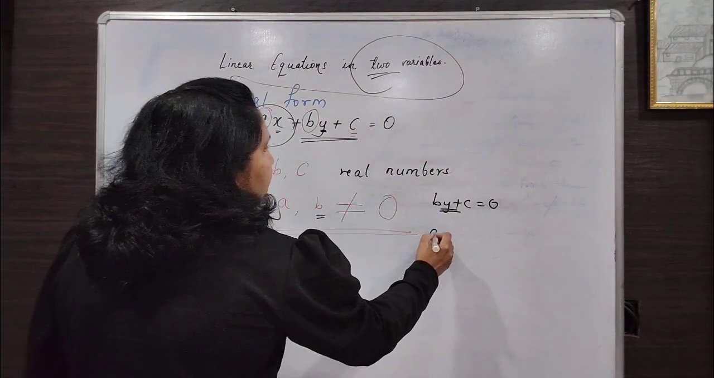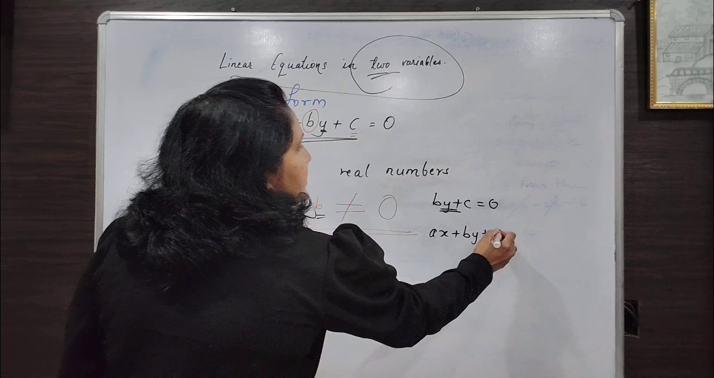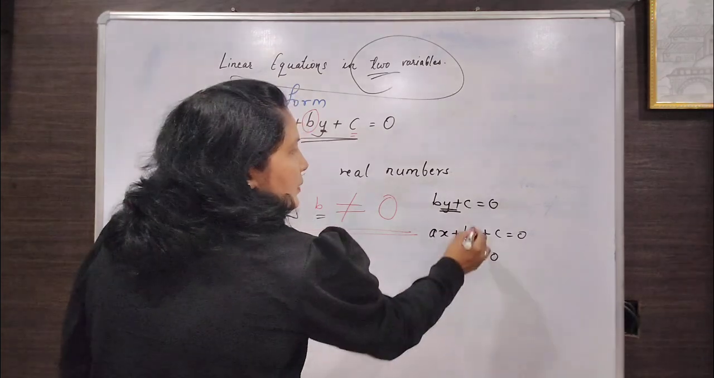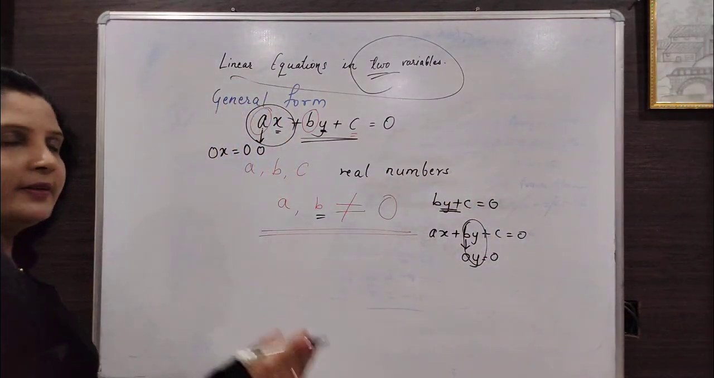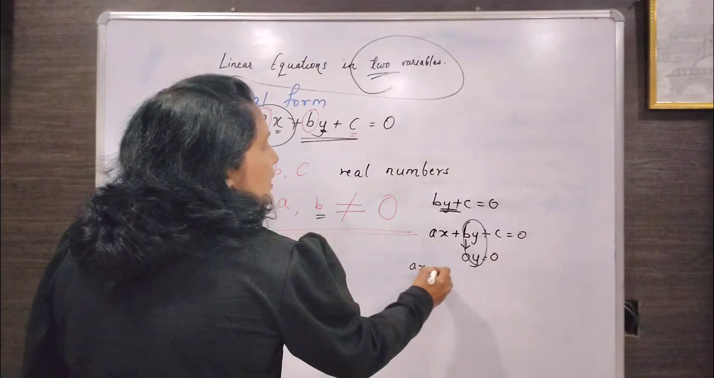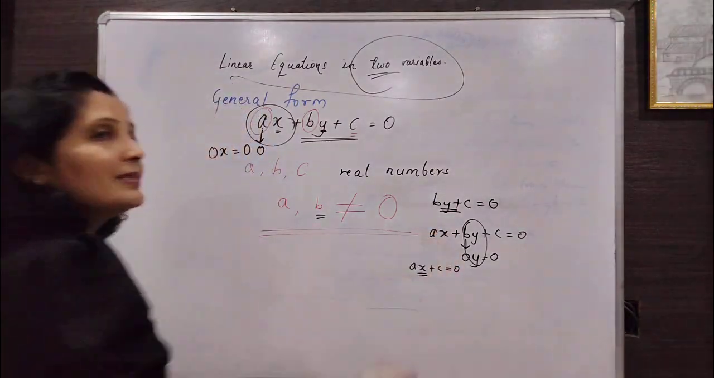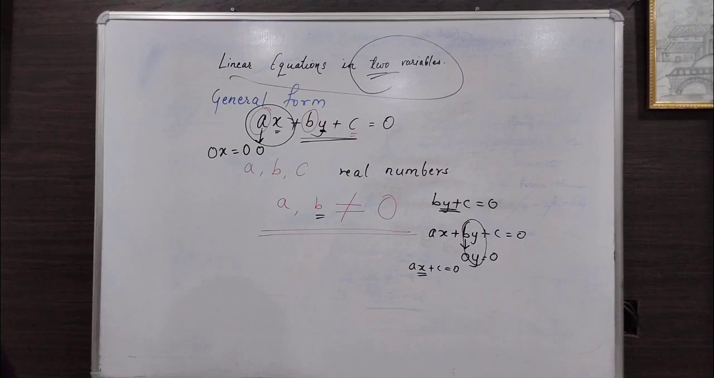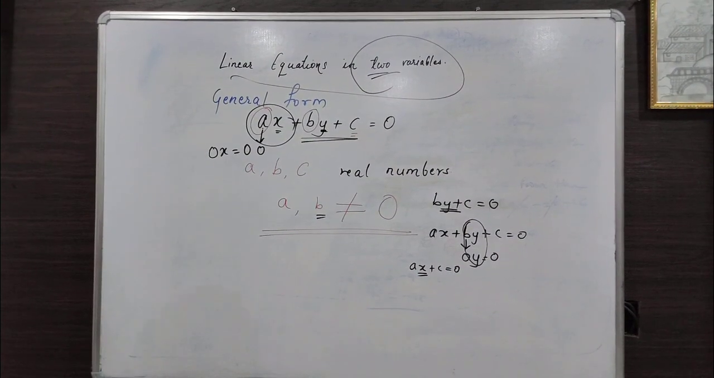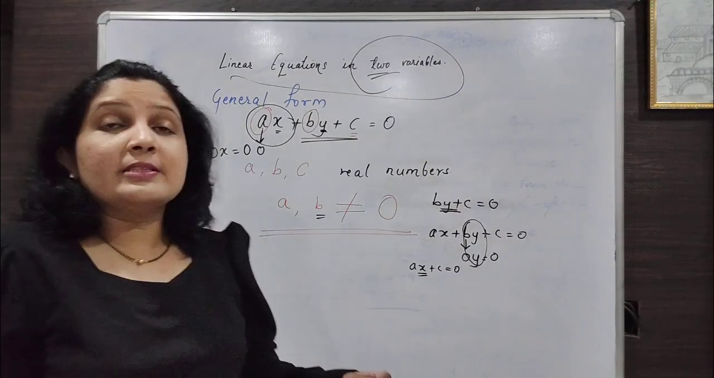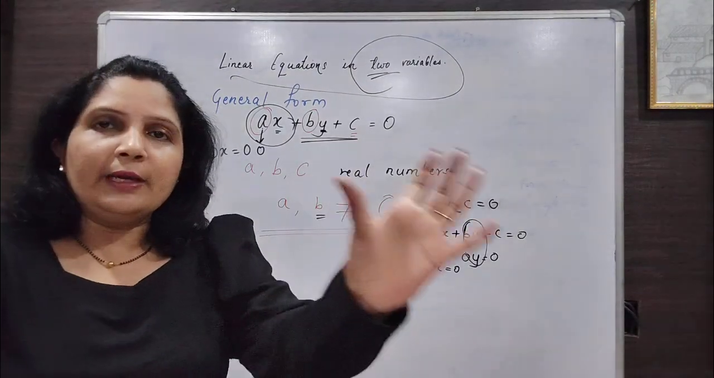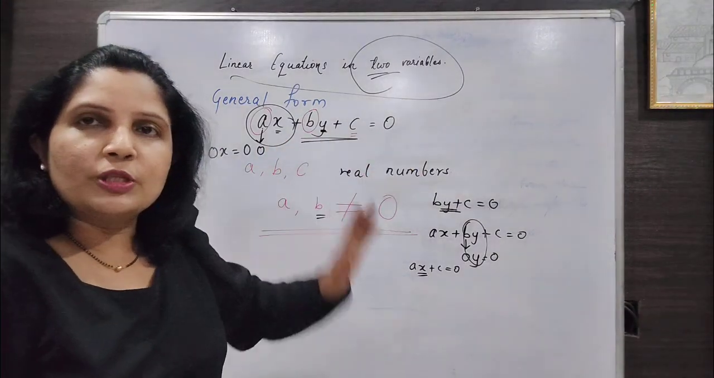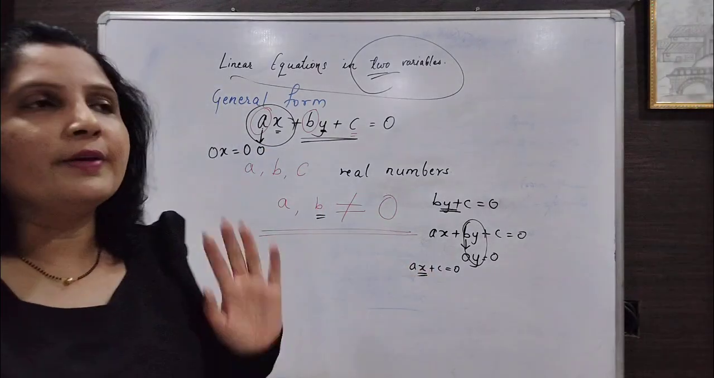If b becomes 0 in ax plus by plus c is equal to 0, then 0 into y will be 0, so this term will not exist. That means you get the equation ax plus c is equal to 0. Again, this is an equation with only one variable, and what we are going to study is two variables. So the concept is very clear: any equation in the form ax plus by plus c is equal to 0 is called a linear equation in two variables.